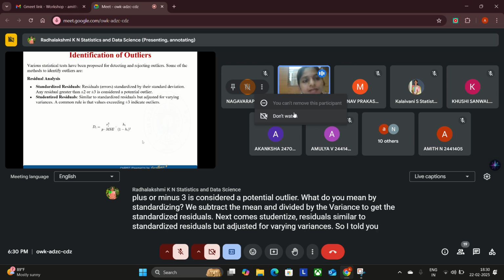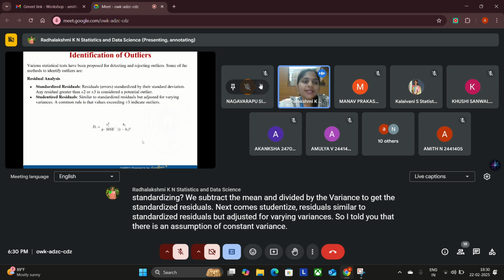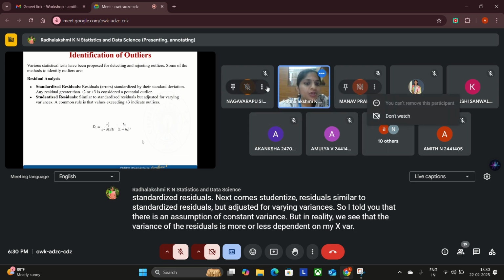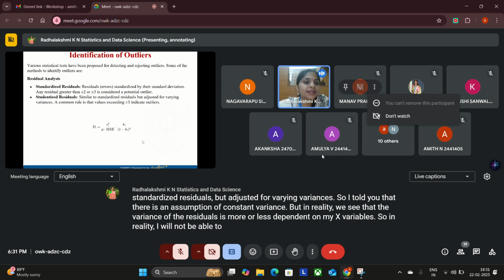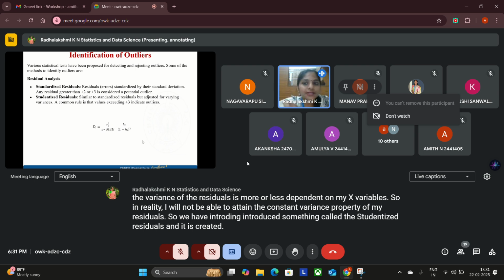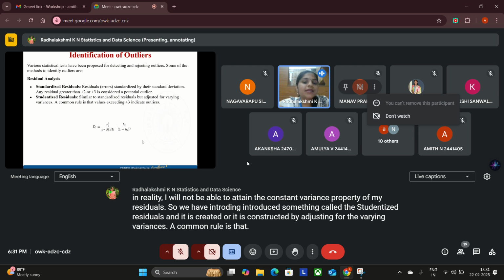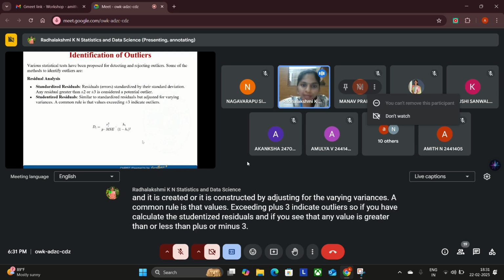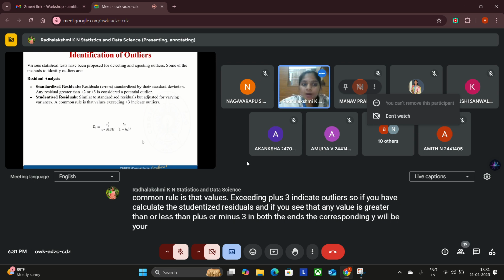I told you that there is an assumption of constant variance. But in reality, we see that the variance of the residuals is more or less dependent on my x variables. So in reality, I will not be able to attain the constant variance property of my residuals. So we have introduced something called the studentized residuals, constructed by adjusting for the varying variances. A common rule is that values exceeding plus or minus 3 indicate outliers. So if you have calculated the studentized residuals and any value is greater than plus 3 or less than minus 3, the corresponding y will be your outlier observation. That is how you will identify.